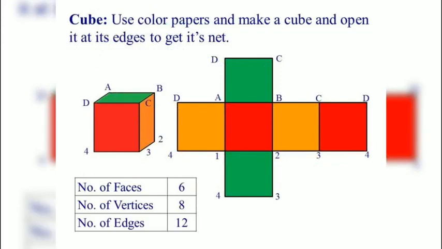Then cube. Use color papers and make a cube and open it at its edges to get its net. So this is the net of a cube. Here number of faces is 6, number of vertices is 8 and number of edges is 12.